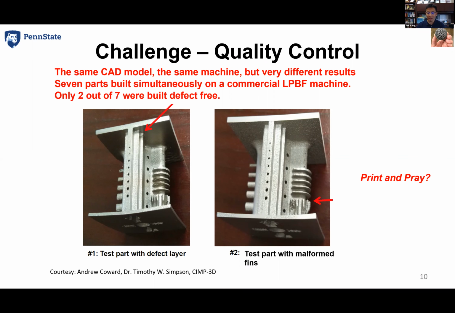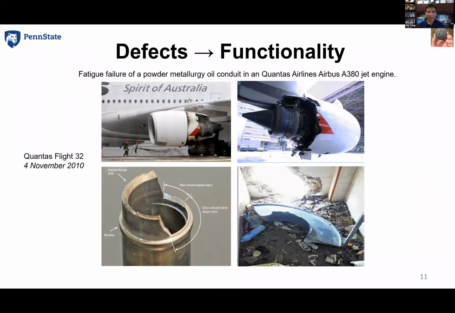And this comes to sensor-based in-process control. Those kinds of defects cause functionality problems, like the fatigue failure of a powder metal oil conduit in a Qantas Airbus A380 jet engine. On November 4th, 2010, Qantas Flight 32 had big problems in the engine, which actually blew apart the engine and caused serious damage. The problem was caused by a 3D printed part with an internal defect.